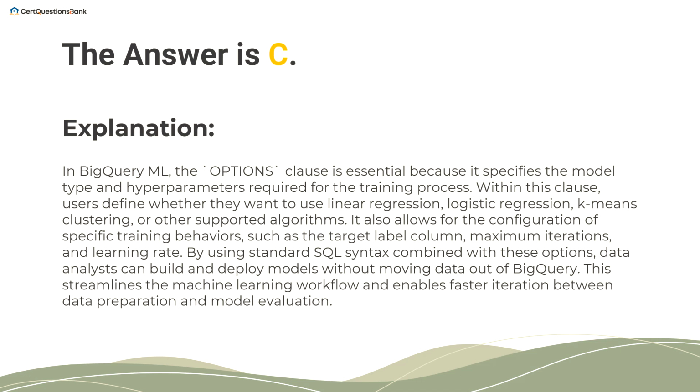The answer is C. In BigQuery ML, the "options" clause is essential because it specifies the model type and hyperparameters required for the training process. Within this clause, users define whether they want to use linear regression, logistic regression, k-means clustering, or other supported algorithms. It also allows for the configuration of specific training behaviors, such as the target label column, maximum iterations, and learning rate.